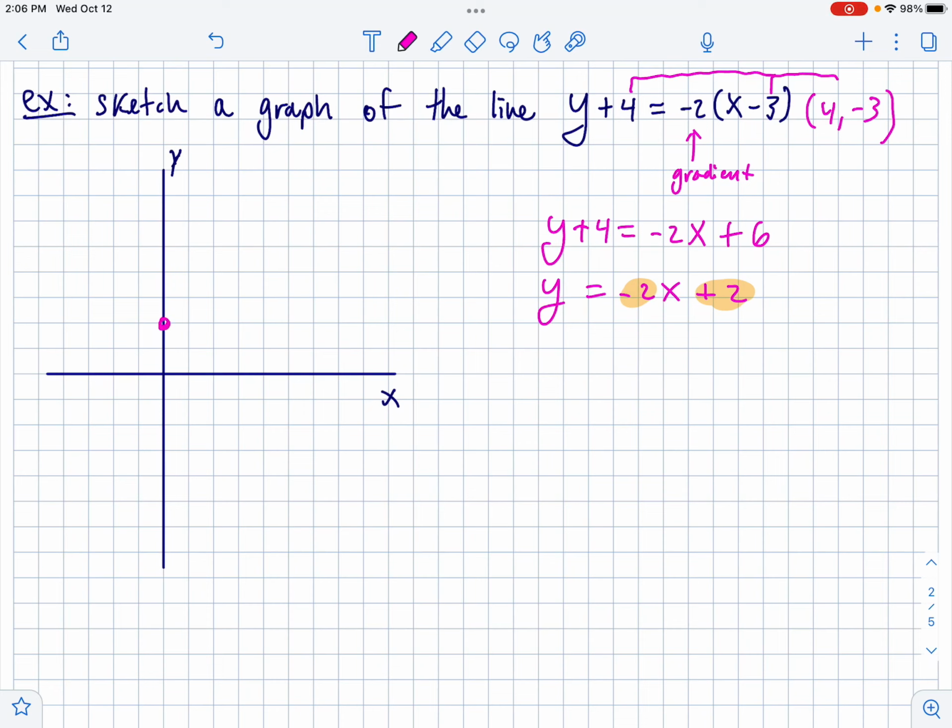So let's plot that y-intercept at positive 2, and then go down 2 over 1, down 2 over 1, because the slope is negative 2 over 1. And then down 2 over 1 again. Let's see if I can connect them with a proper line. Nope, I'm off. Something like that. Yep, that's it.